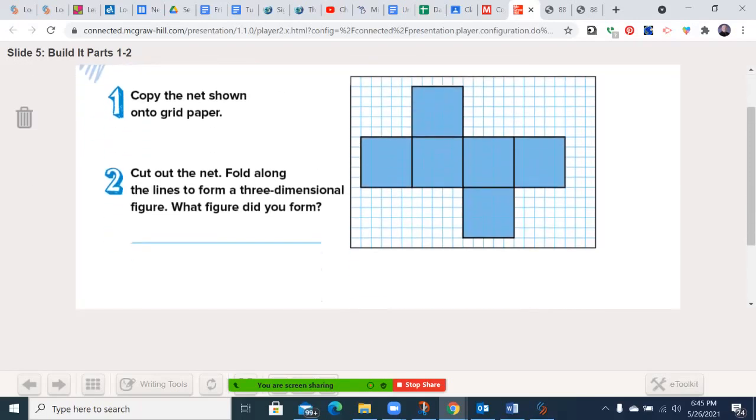So we have some steps here. You're going to want to pause the video at points while you're doing this in order to facilitate it, and then unpause when you're ready. So before you pause, let's look at the directions. Copy the net shown onto grid paper, and you have that. Cut out the net, fold along the lines to form a three-dimensional figure, and you'll have to add those lines in. What figure? Go ahead, pause the video, and unpause when you're ready.